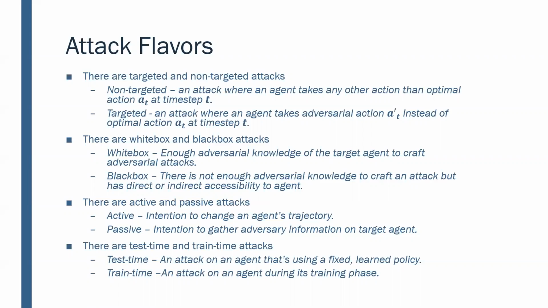There are active and passive attacks. Active attacks intend to change an agent's trajectory, so specifically change an agent's action at a particular time step or at any time step. Passive is where we intend to gather information about the target agent, so not necessarily interfere with its policy or trajectory. There are test time and train time attacks. Test time attacks, which we're going to focus on in this paper, are when we attack an agent that's using a fixed learned policy.